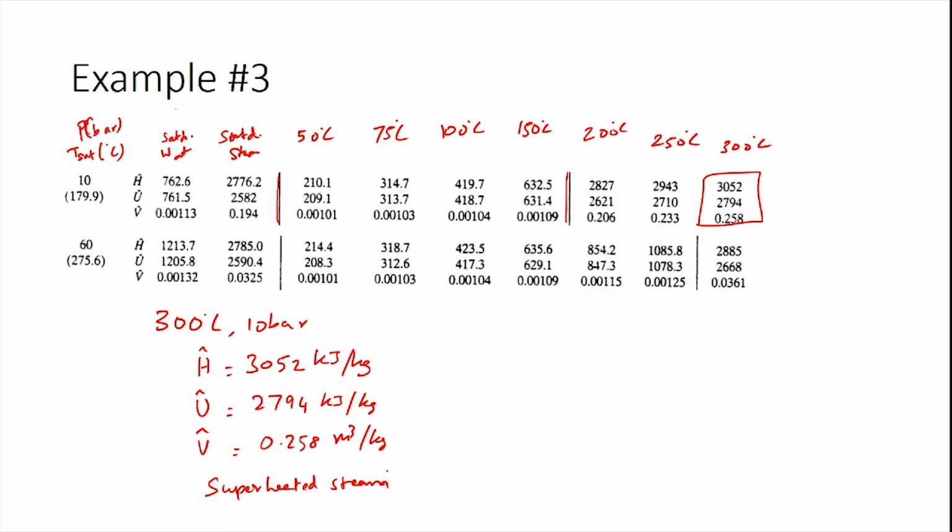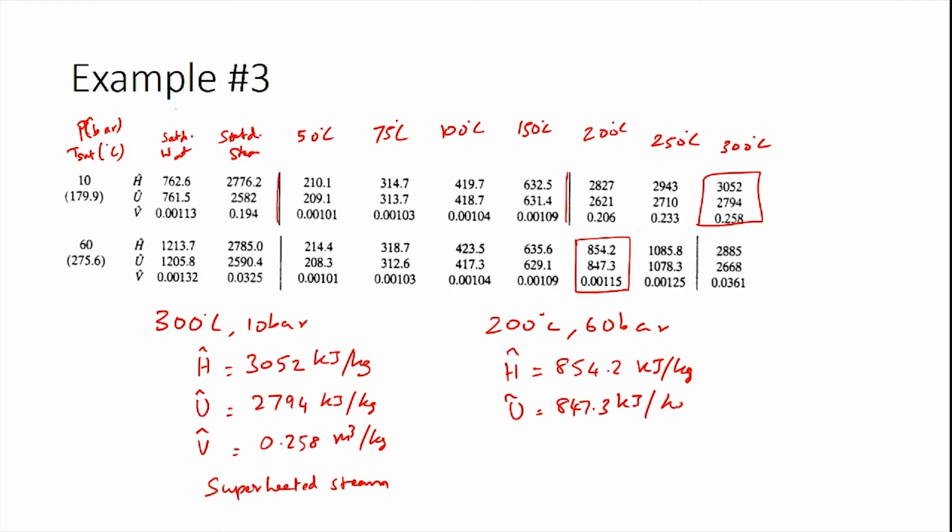So, the other condition was 200 degrees Celsius and 60 bar. So, this is the 60 bar column and we are trying to find the information for 200 degrees Celsius, which is here. So, we have H cap value as 854.2 kilojoules per kilogram and U cap value is 847.3 kilojoules per kilogram and V cap value is 0.00115 meter cube per kilogram.